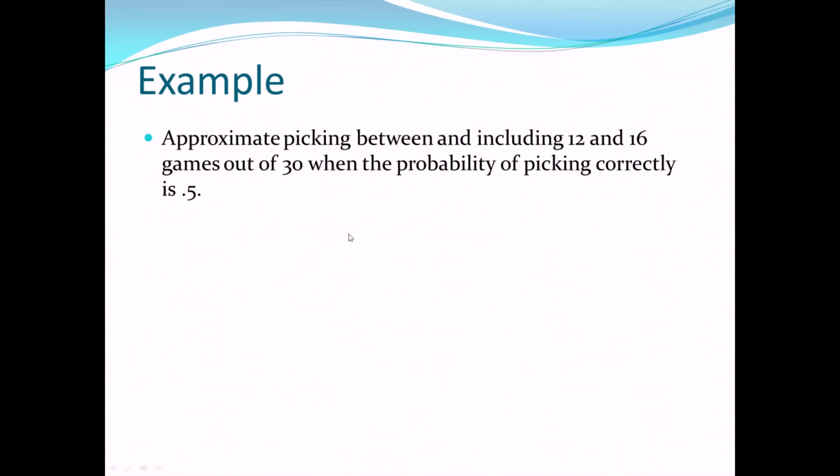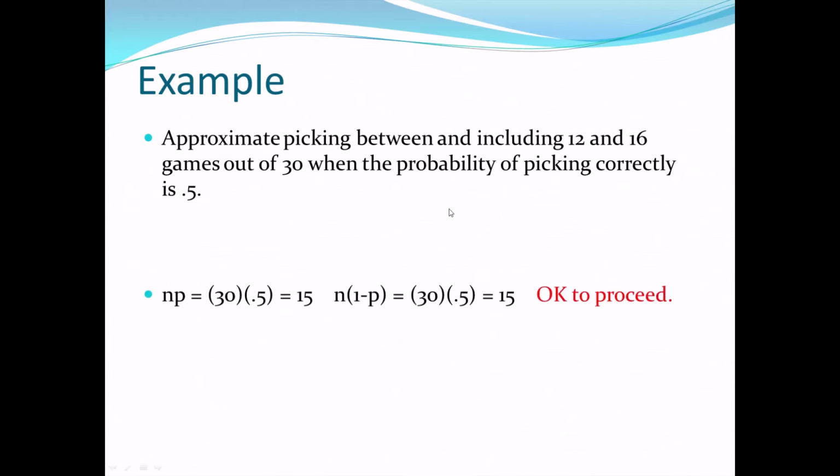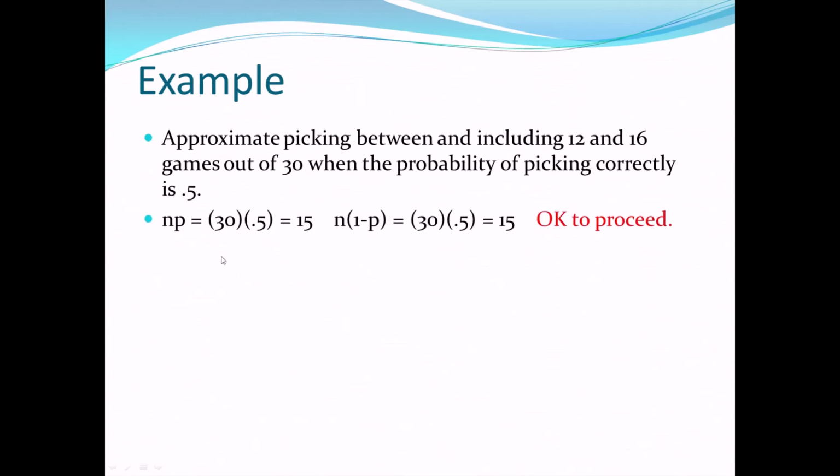Anyway, let's just say we're going to approximately pick between 12 and 16 games out of 30 when the probability of picking correctly is 0.5. That's sort of a stretch, but just for the sake of having an example, let's go with it. First of all, you have to check that condition. Is n times p greater than 10? Is n times 1 minus p greater than 10? And it turns out that in this case they are.